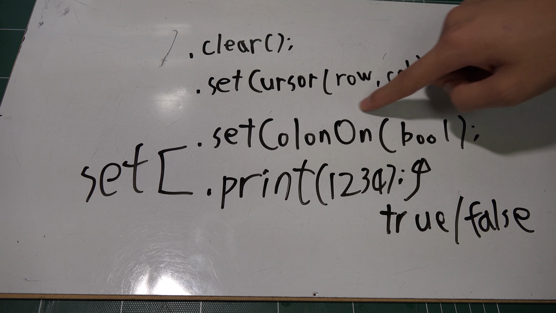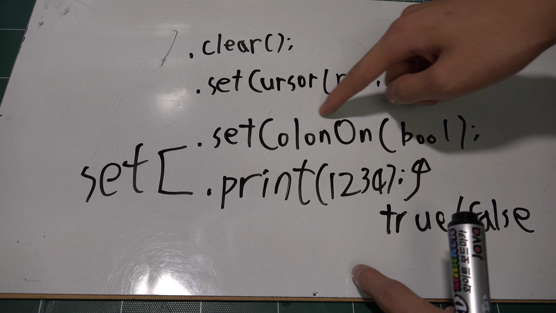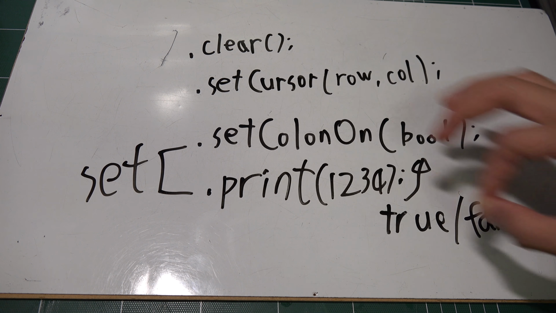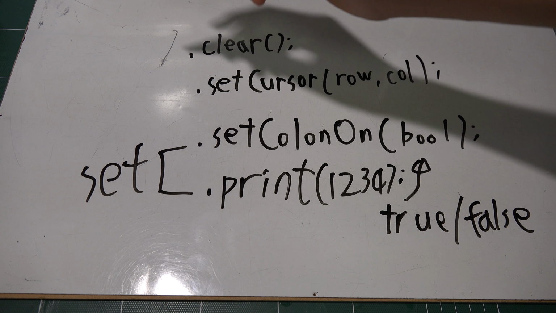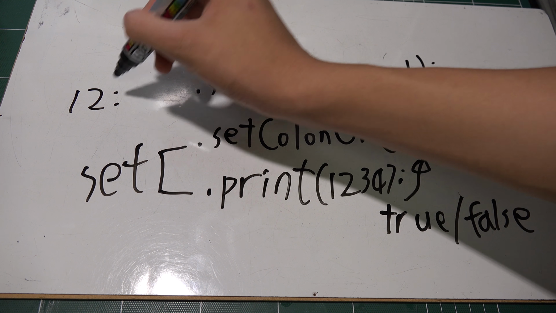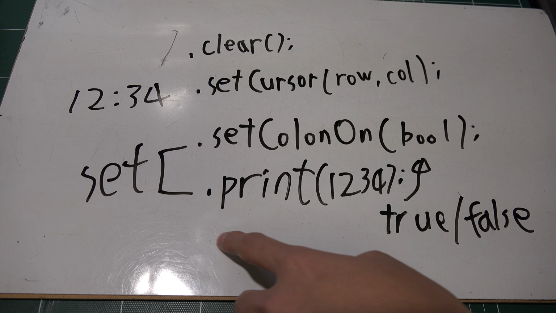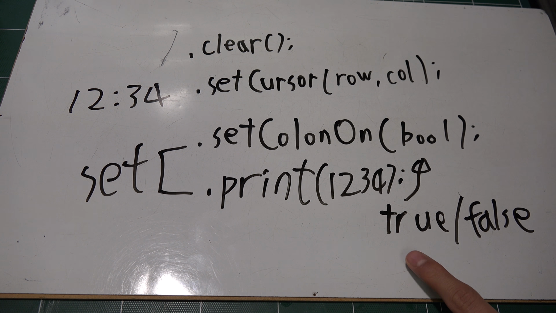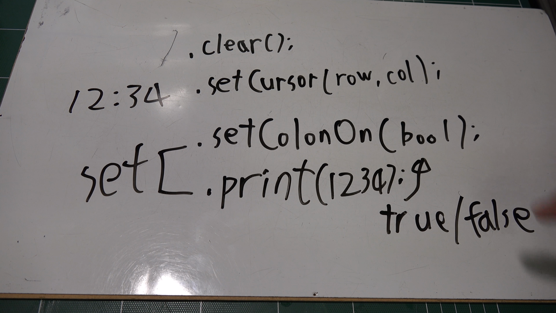So this colon on will not show by itself, it shows its function on print. These two things have to be set. So if you want to turn the colon on, like there is a 1 2 3, 1 2 and 3 4, like this, you have to write it like this. First you have to set your colon on, in this case you have to write true here, and that's all. Just clear, set cursor, and colon on and print.